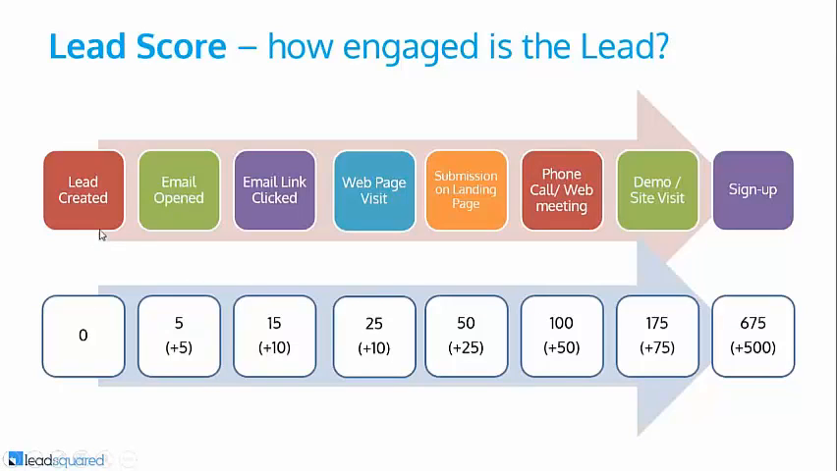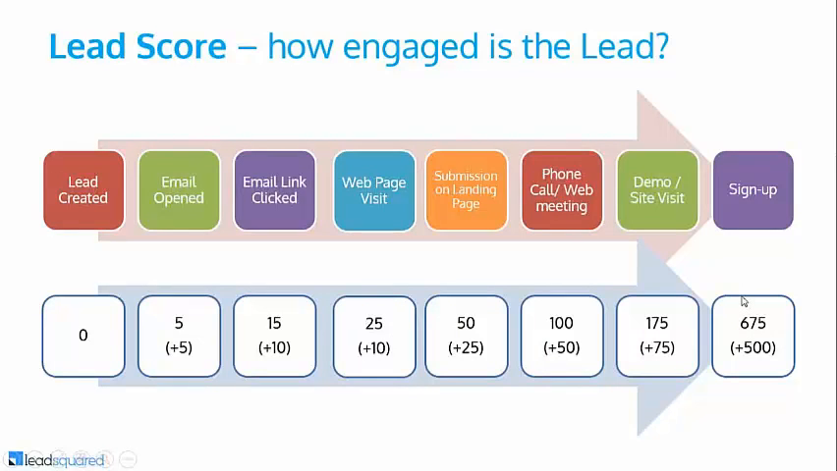So, for example, you can associate a score of 0 with lead created, a score of 5 with email opened, 10 with link clicked, 10 with web page visit, 25 with submission, 75 for demo. And as and when these activities happen, the aggregate lead score will keep changing. Initially it will be 0. Once somebody has opened the email, it will become 5. After that, if he has clicked on a link in the email, it will become 15. Then if this event happens, then 25. So it will keep adding, and in this example, it will become 675.